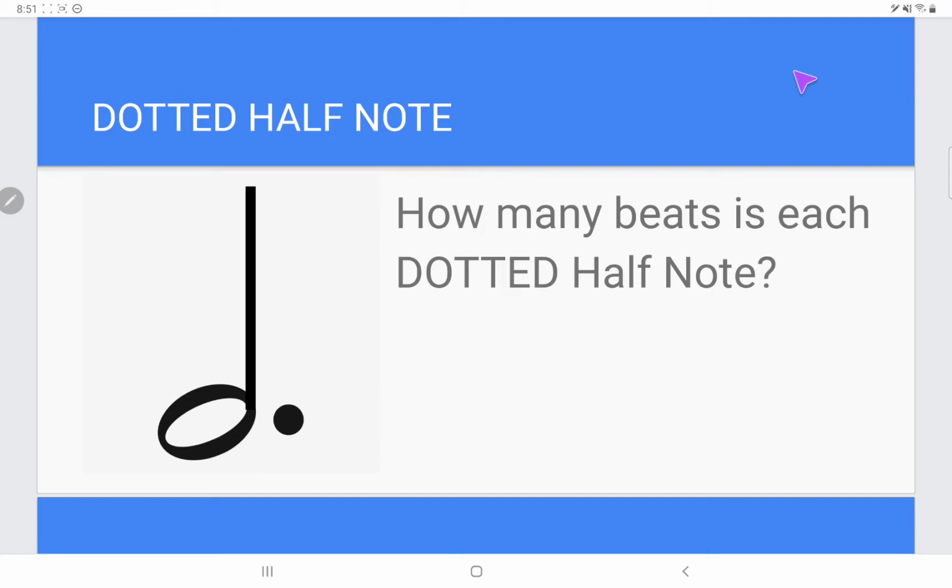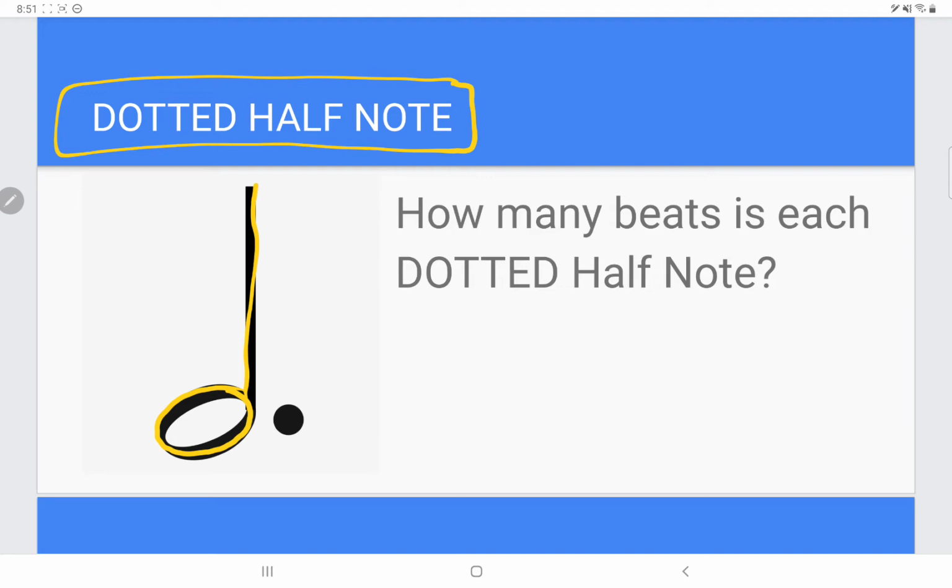Our dotted half note, scholars, it almost looks the same as our half note. It's kind of like the cousin of our half note. Because here you can see that we have an empty note with a line attached to it, but it's got this dot that follows it around. So make sure that you've got everything that I have in yellow, scholars.